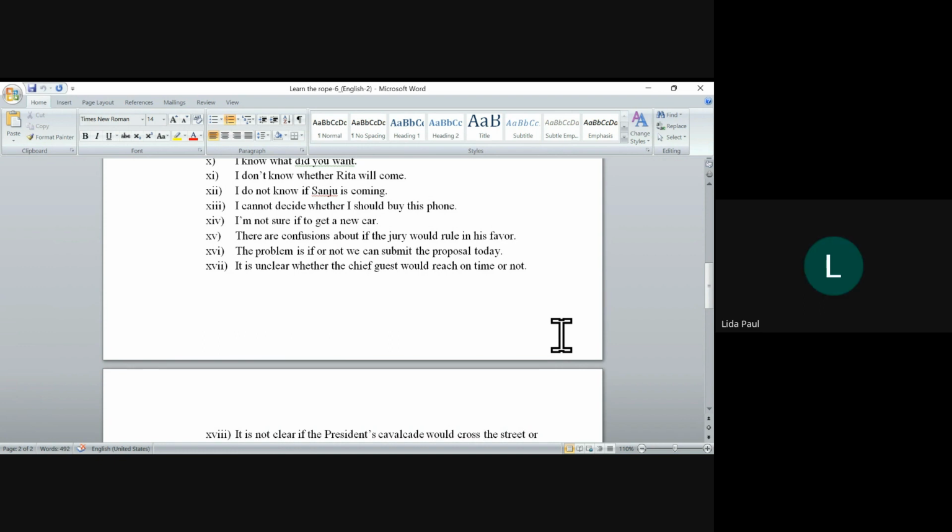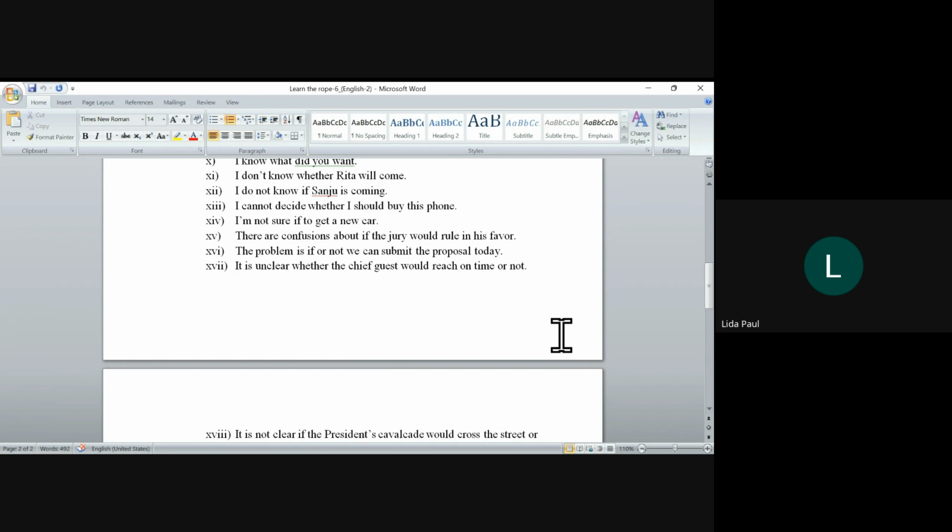Replace if. You have to change it to whether. Correct. So the grammatical way of writing that sentence would be: I'm not sure whether to get a new car. So what's the condition? The condition is you cannot use if if there is a to-infinitive following it. So what is the to-infinitive here? To get.